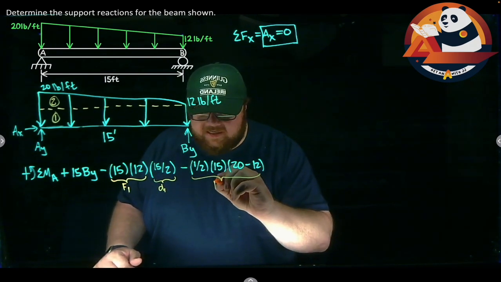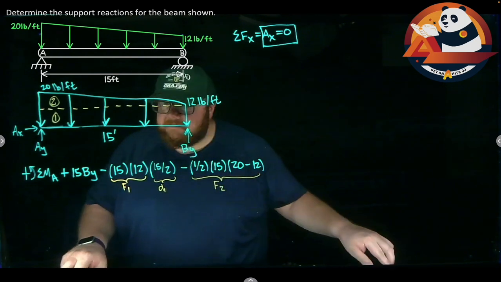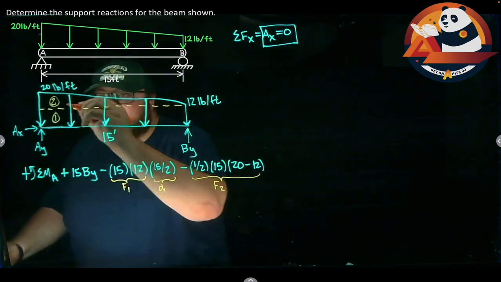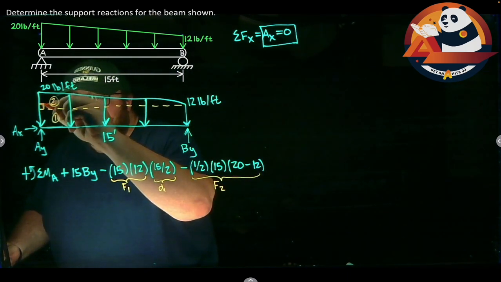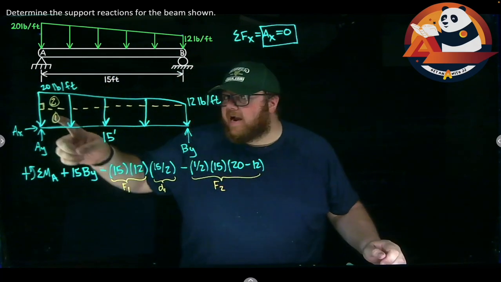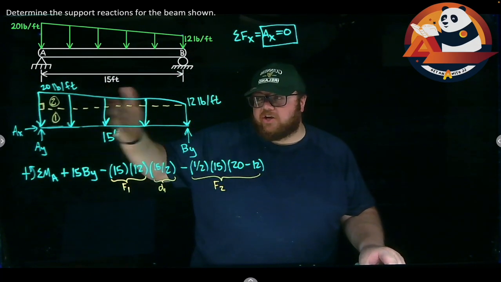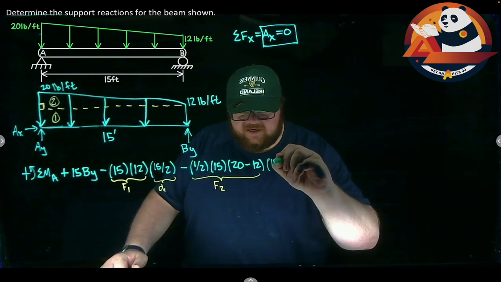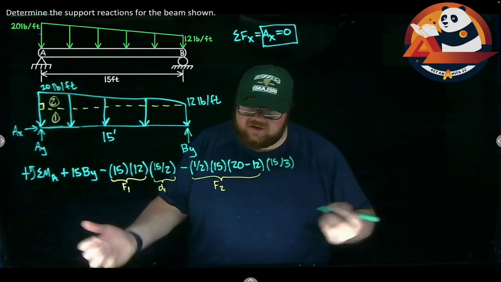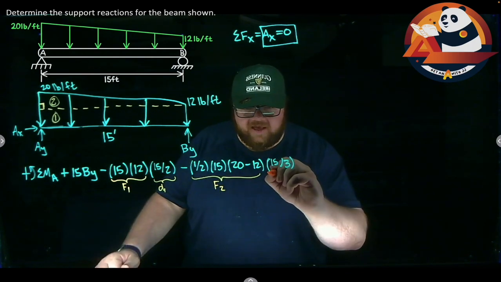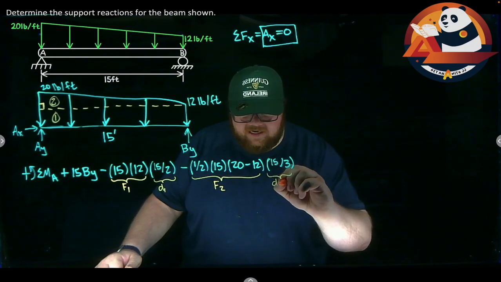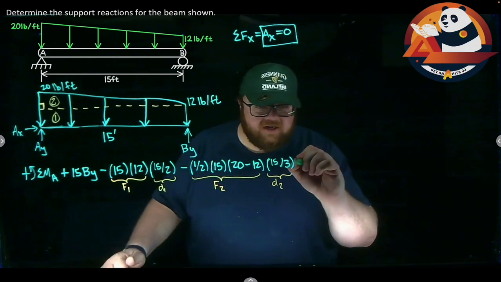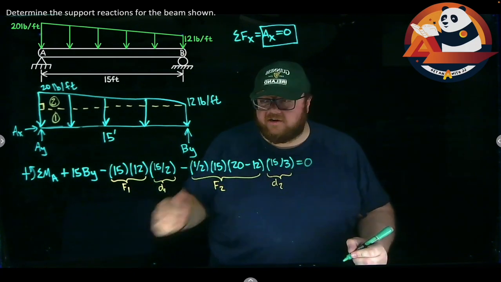But times, that's my force, 1/2 base times height. I need to multiply by distance. So that's my F2. My distance for a triangular distributed load, I'm going to measure 1/3 of the way into the triangle from that 90-degree corner. For this one, the 90-degree corner is right at A, so I can just do 1/3 of the way in, 15 over 3. Or times 5 would have gotten us there as well. That's our D for shape 2, D2. That's everything that would cause rotation. I can set this equal to 0.